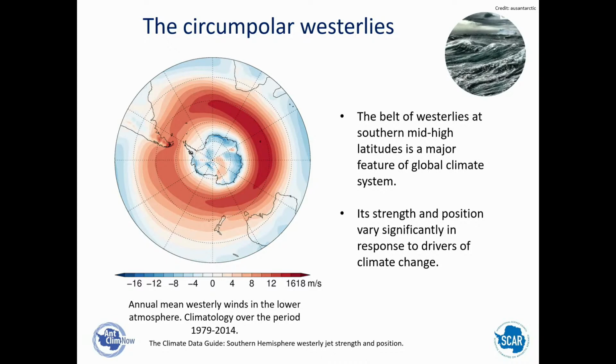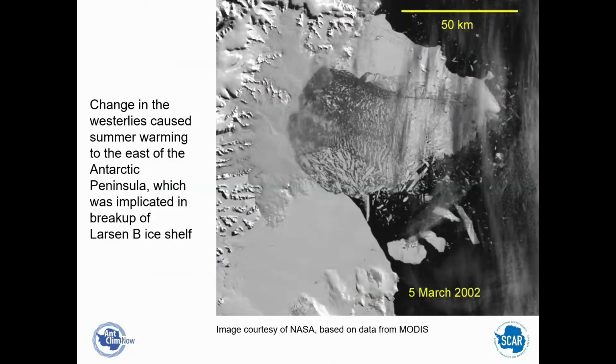Another factor I'm going to talk about today is the westerly wind system that blows right around the whole of Antarctica. This belt of westerlies is a major feature of the global climate system. Its strength and position vary significantly in response to climate change forcings. And this has already had major impacts on conditions around Antarctica. This example here from the Antarctic Peninsula shows how changes in the westerlies caused summer warming to the east of the Antarctic Peninsula in 2002, which was implicated in the breakup of the Larsen B ice shelf.